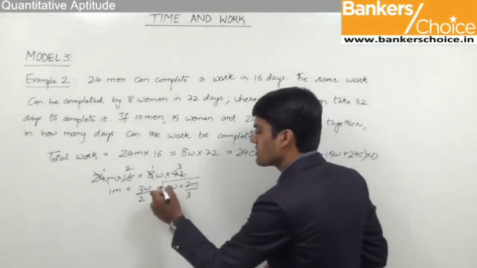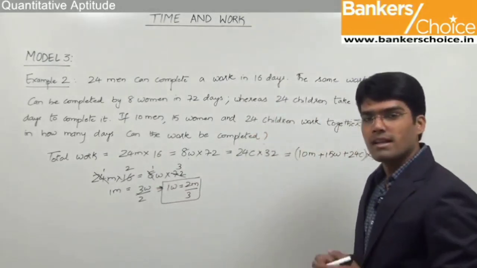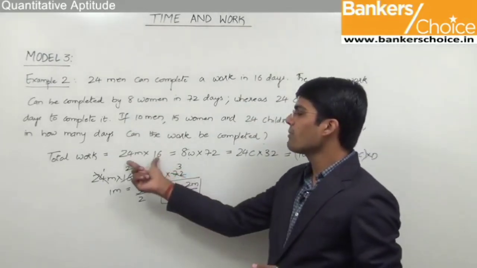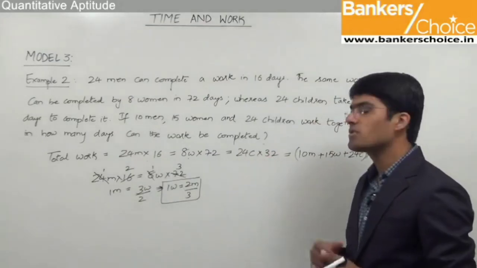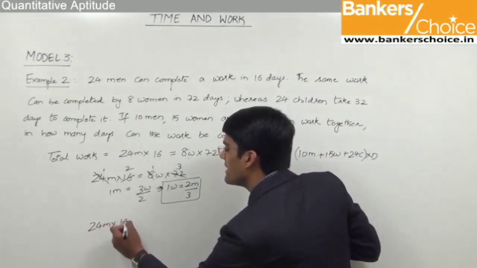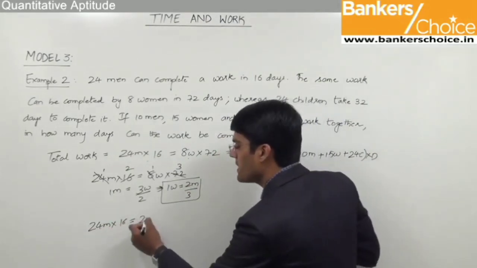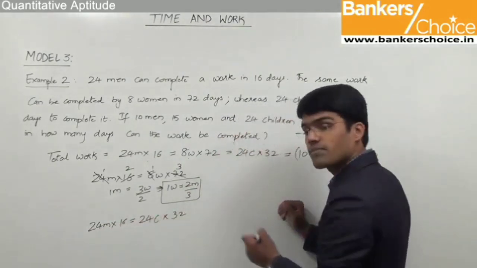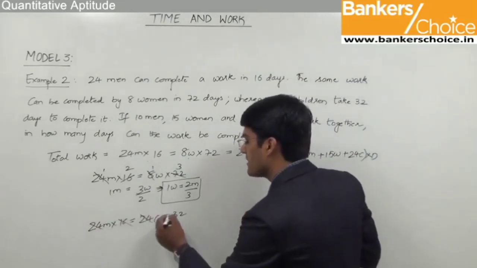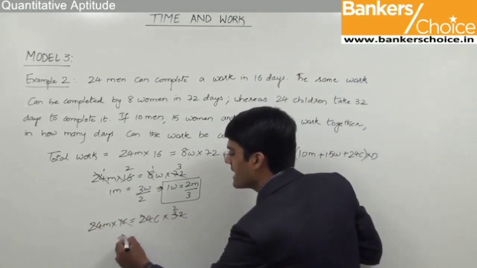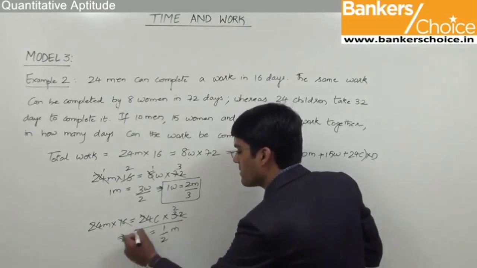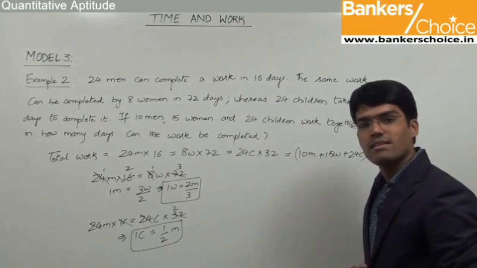So this is the conversion of women in terms of men. Let us now try to convert the children in terms of men. We know that 24 men into 16 is equal to 24 children into 32. So we can say that 24 men into 16 days is the total work, which is again equal to 24 children into 32 days. From this, 24 and 24 get cancelled, and 16 goes 2 times. So one child will be equal to 1 by 2 men, or the capacity of one child is half of the capacity of a man.